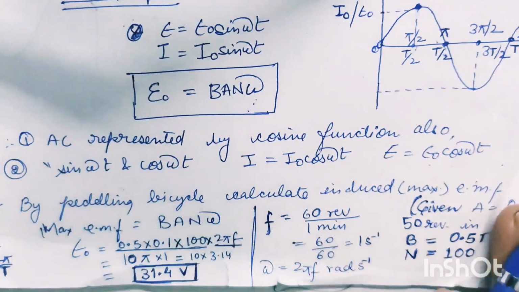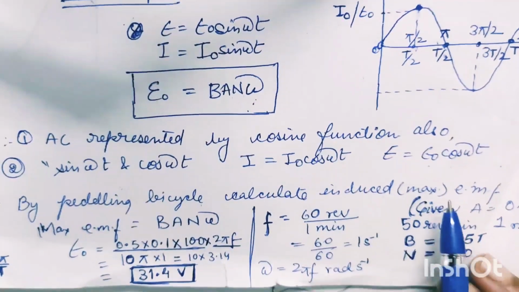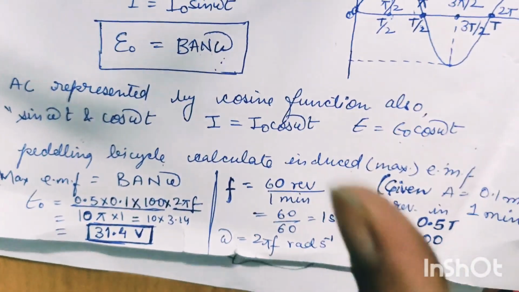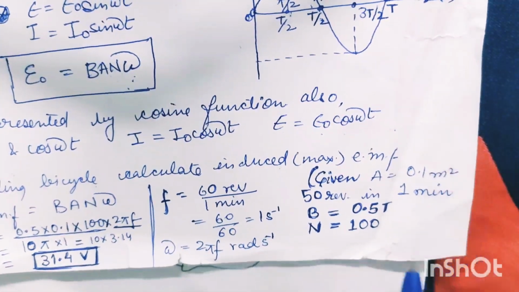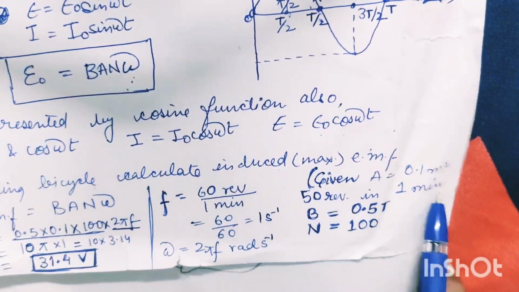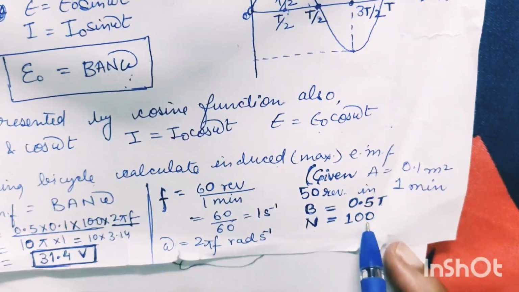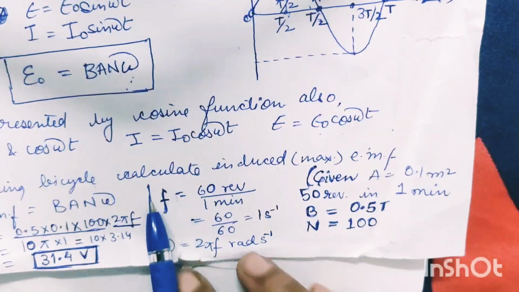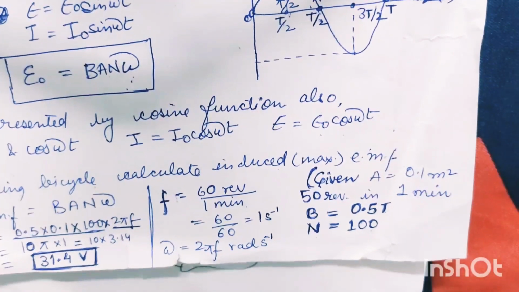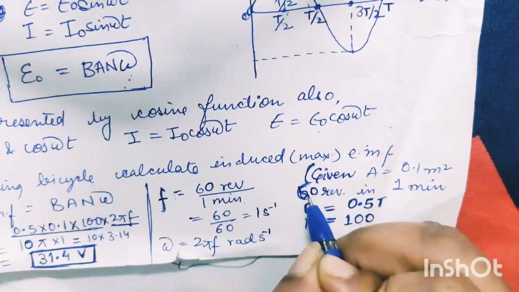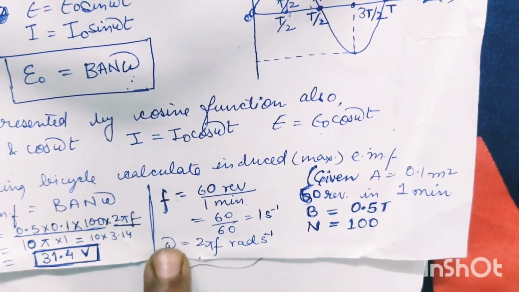Now I have one question for you. By pedaling a bicycle, calculate the induced maximum EMF. The given values in this question are: A is given by 0.1 meter square, revolution is 50 revolution in 1 minute, and B value is 0.5 T, N means number of turns is given by 100. So if we want to calculate the frequency from here, what will come? 60 revolution divided by 1 minute. So you will be given this is 60 revolution. You will be getting frequency 1 per second and omega will be given by 2 pi f.